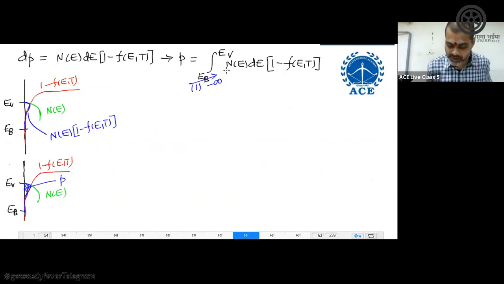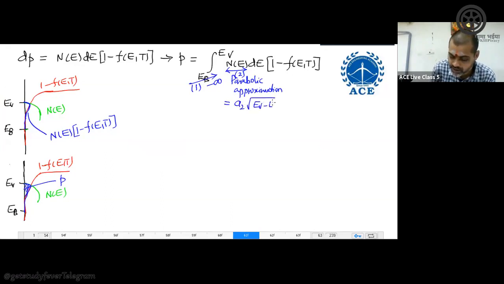Then what is the second approximation? It is the parabolic approximation, because that is how we have represented your density of states. So it is nothing but parabolic density of states function approximation. Hope I am clear. So this is the second one. What I can write this one as is some constant A2 into under root EV minus E. Okay. Now what is the third approximation?